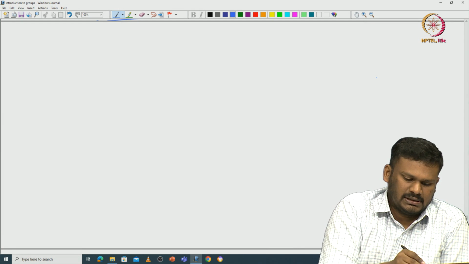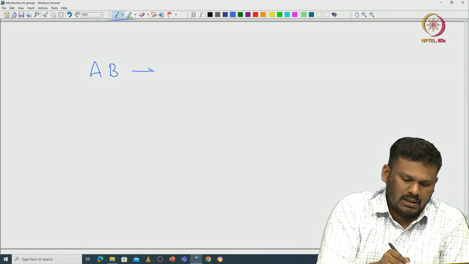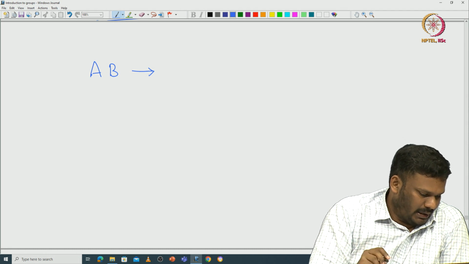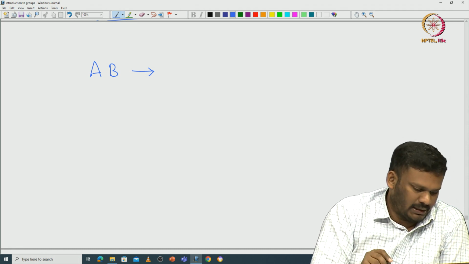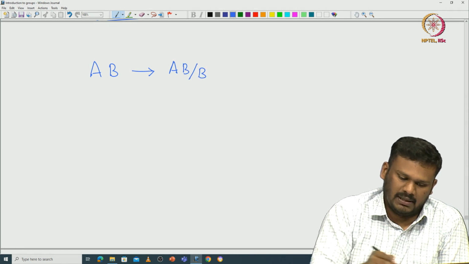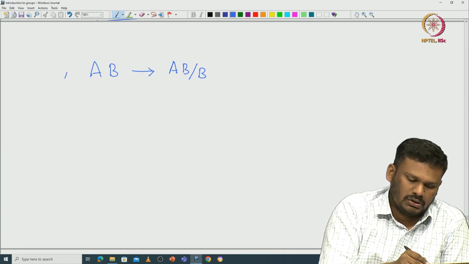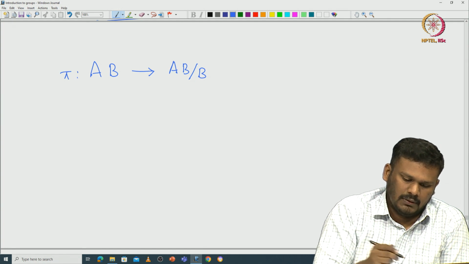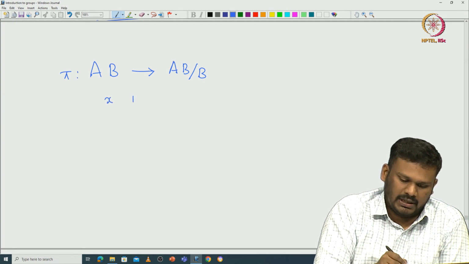Okay. So, what is the natural map? You can take this projection, take AB and then look at AB modulo B. This is a quotient map. Let us call it pi. This is the natural quotient map, take x and send it to xB.